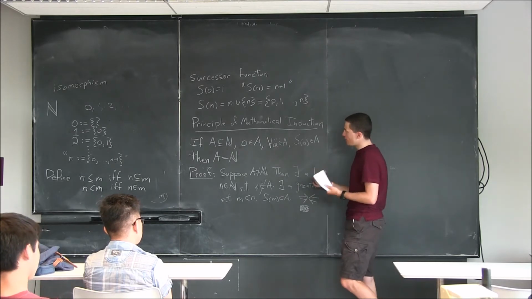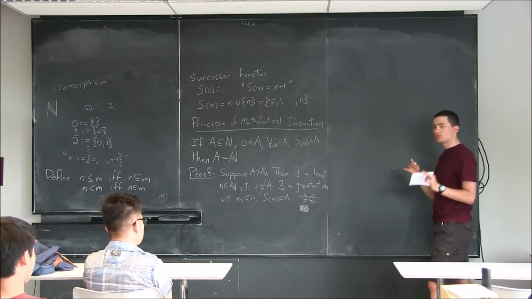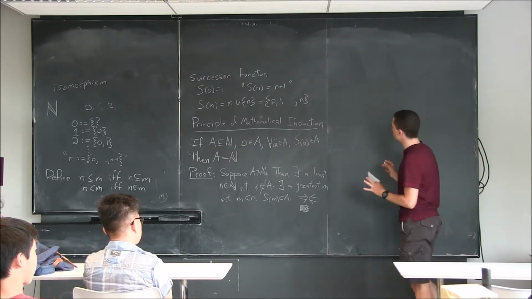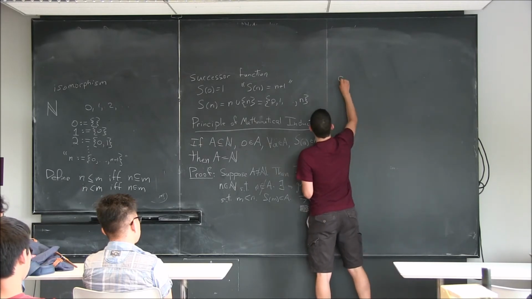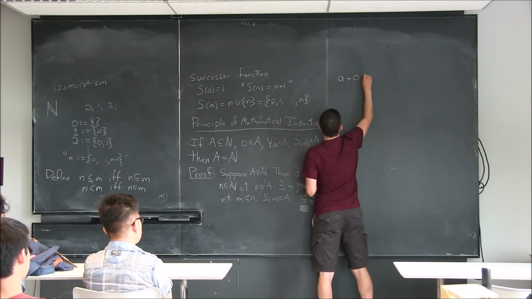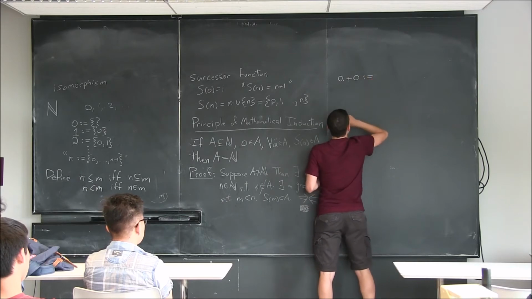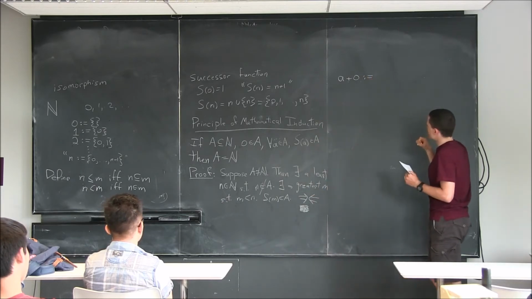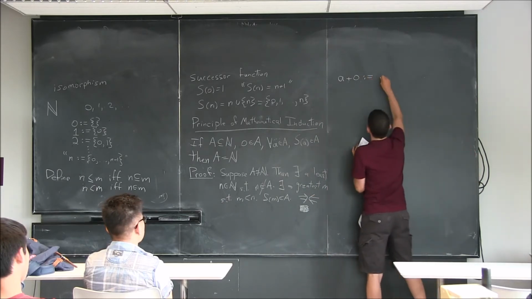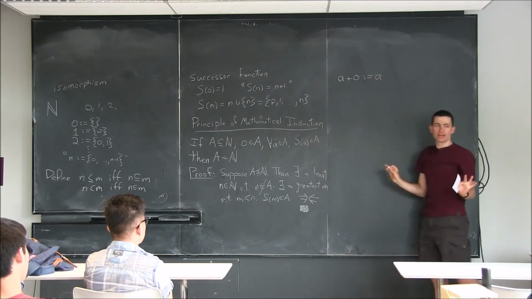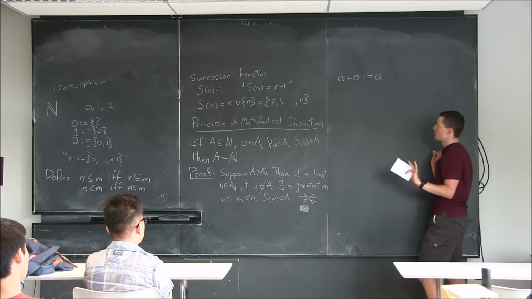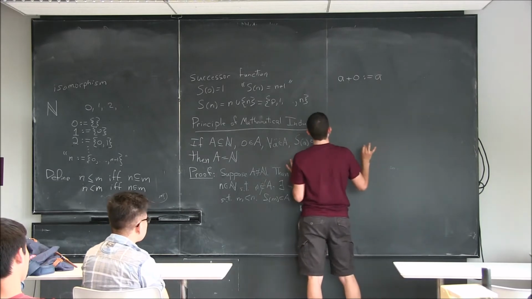Okay, so now how do we define the other operations? I'm not going to go into them with too much detail, but I'll try to satisfy you that we are able to define these things in a way that is consistent. So how do we define addition? We're going to start with defining a plus 0 to equal a. That's easy enough. This is just by definition, a plus 0 is a for any natural number a.